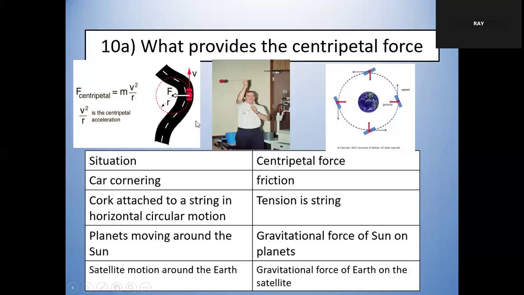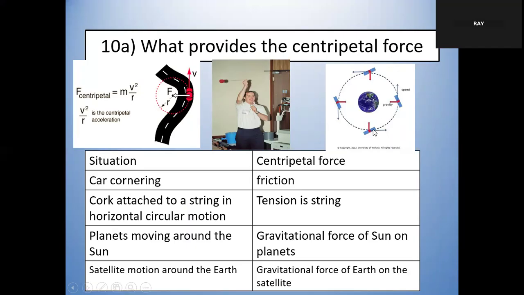Example, car cornering, what provides that centripetal force there? Friction. Right? This person swinging the rubber band, usually is rubber band, not cork. Cork is too light. Rubber band in a horizontal circle. So the tension in the string provides the centripetal force. This is what we are more interested in. This is the experiment.